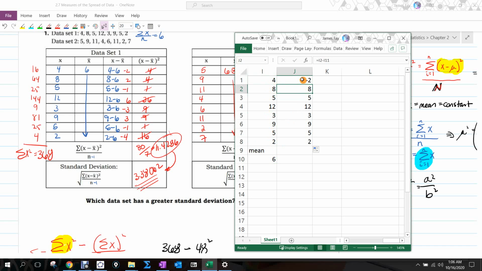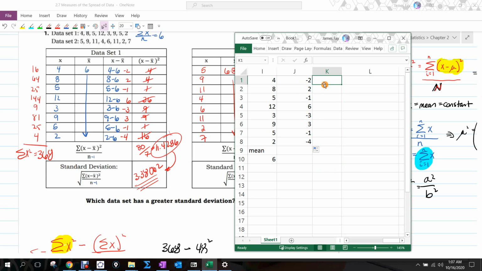I do that. Oh, I forgot to make this static. Okay, so those are the numbers I want. Remember, those are my deviations in my standard deviation.